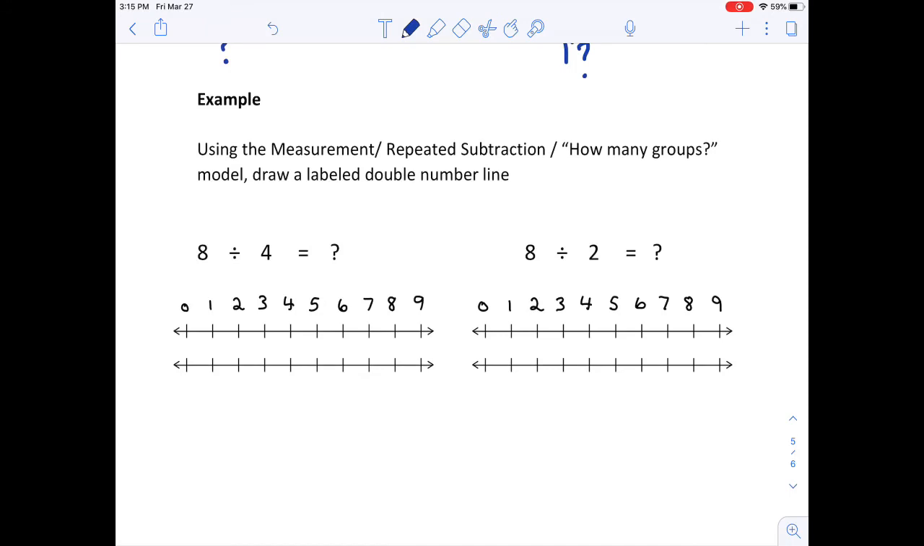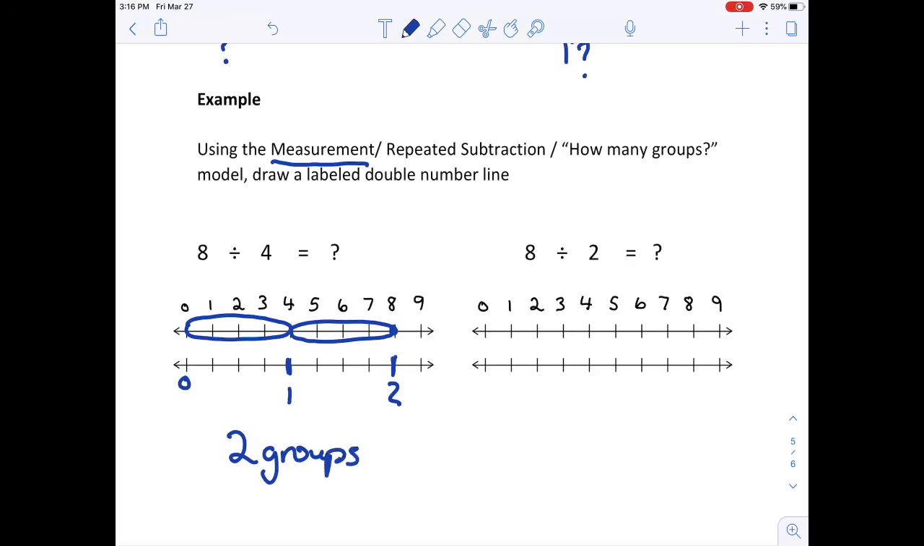All right, now we're going to use the measurement repeated subtraction how many groups perspective, and we are going to use 8 divided by 4 and 8 divided by 2. So in this first problem on the left, I'm going to end at 8, and I know with the measurement perspective, I can count off groups of 4. So I'm going to circle 4 equal spaces, and that corresponds to one group. Another 4 equal spaces, and so I have a total of 2 groups.